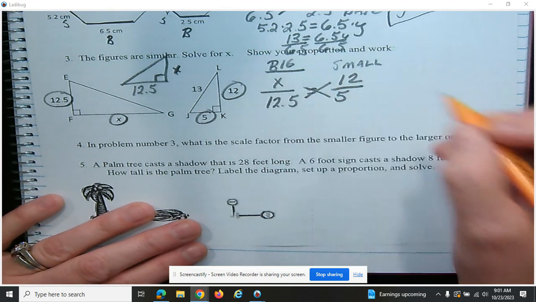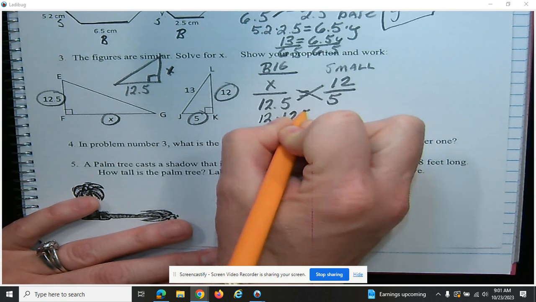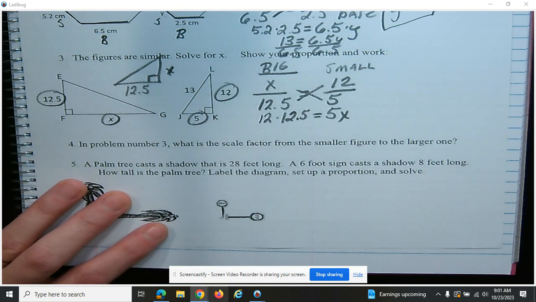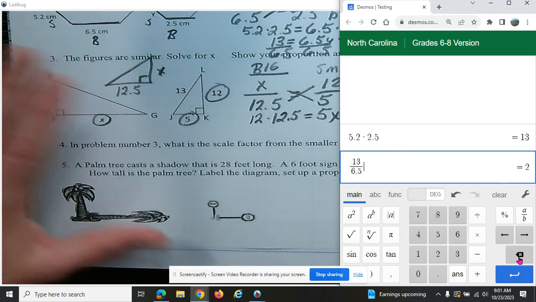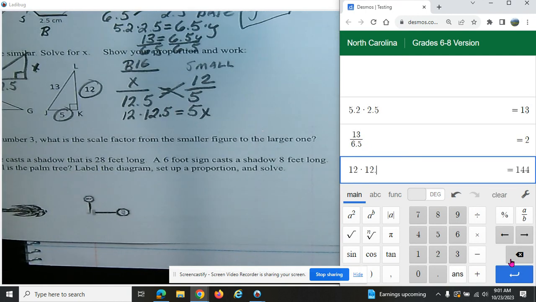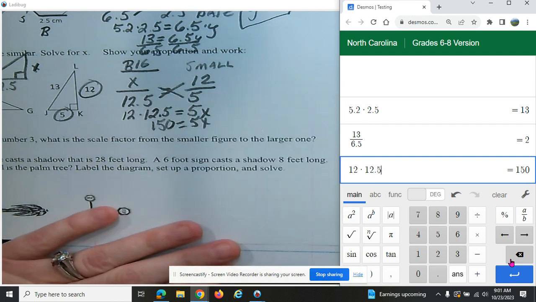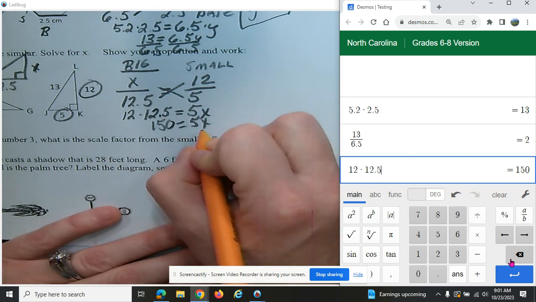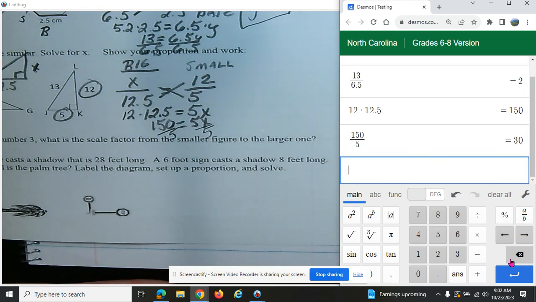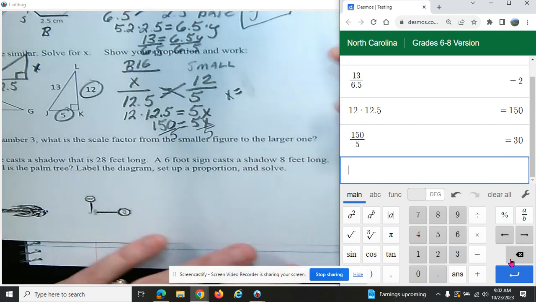Cross multiply. Okay. So I'm going to do 12 times 12.5 equals 5 times X. Twelve times 12.5 gives me 150. How do I get the X by itself? What do I do? Divided by 5. 150 divided by 5 is 30. Did anybody honestly get 30?